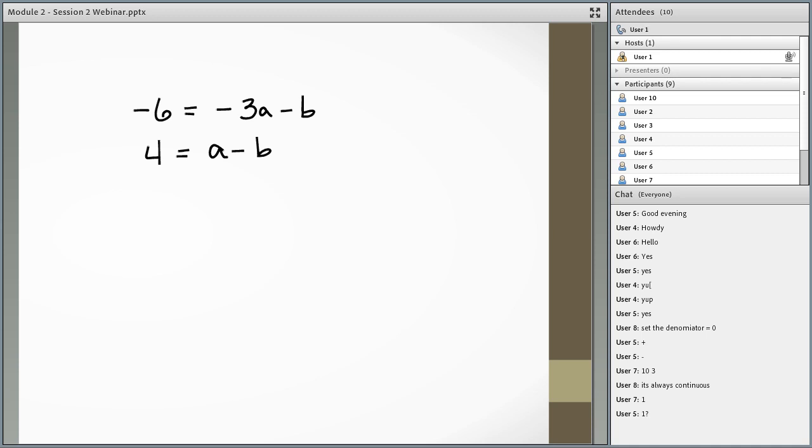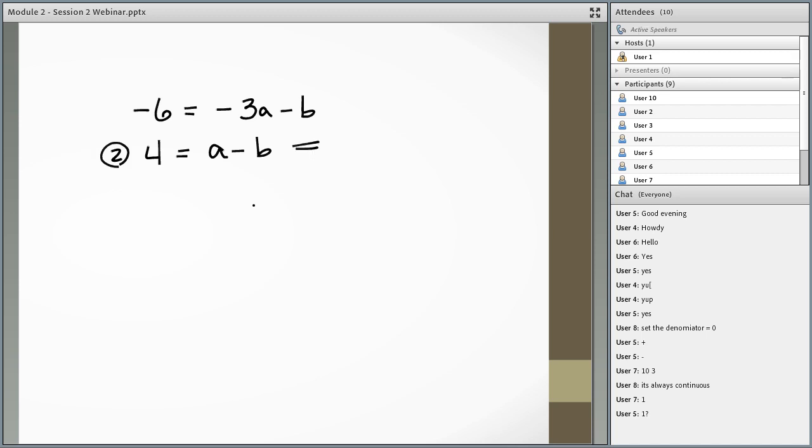So there's a couple ways we could solve this. We could use the substitution method, or we can use the elimination method. Either approach works. So basically the idea is, I'll just use the substitution method. I'm going to solve one of these equations for one of the variables.